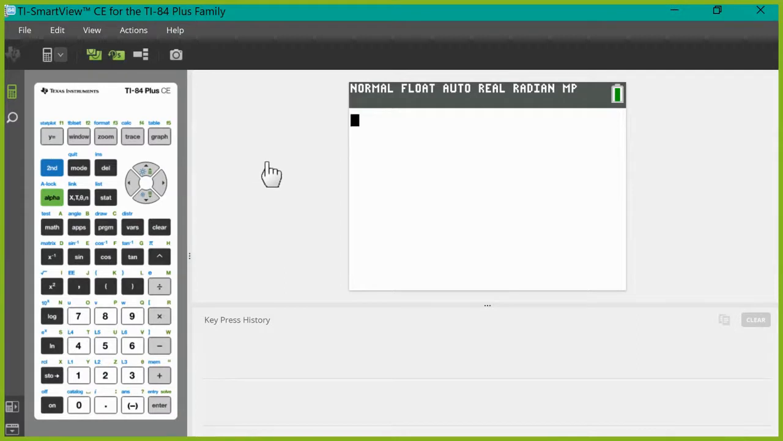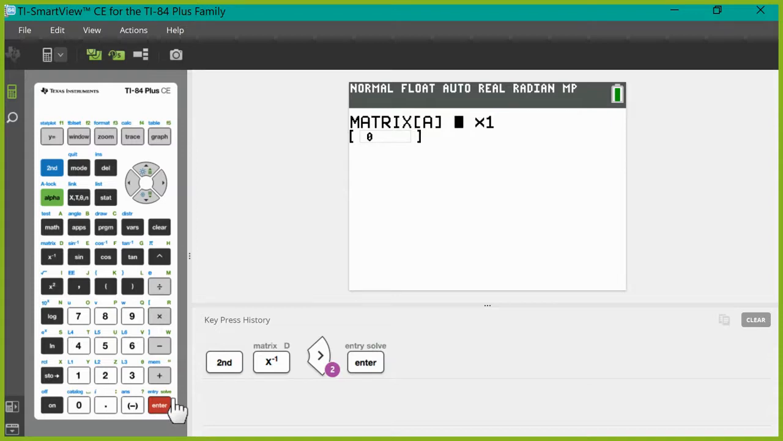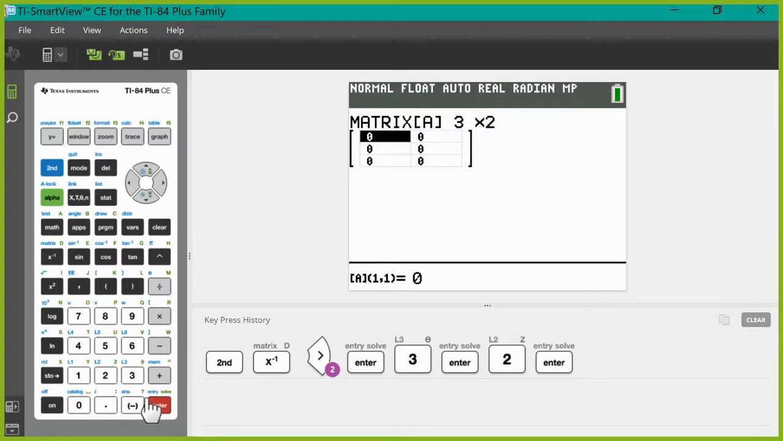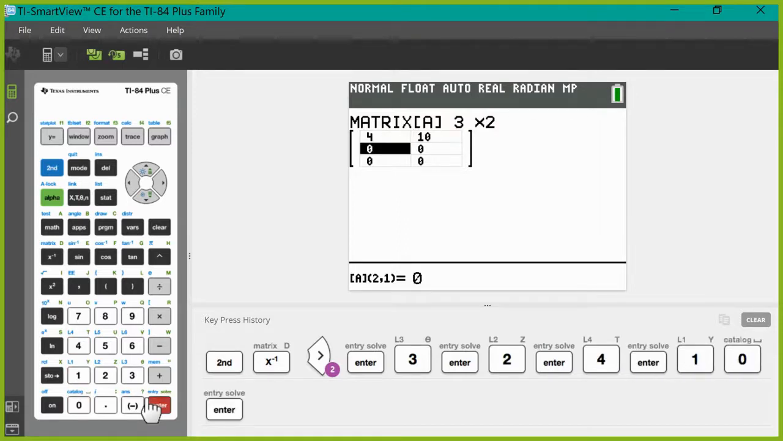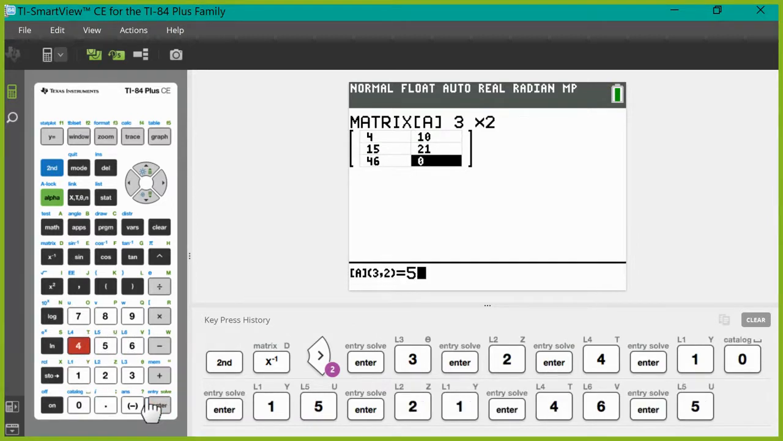The first thing I'm going to want to do is put my observed data into matrix A. So I'm going to go to second and this X inverse button where I see matrix above it, and go over to edit. I'm going to edit matrix A. Now it's going to ask me how many rows and how many columns my matrix has. Well, we said it was a 3 by 2. So I'm going to type in my data: 10, 15, 21, 46, and 54.